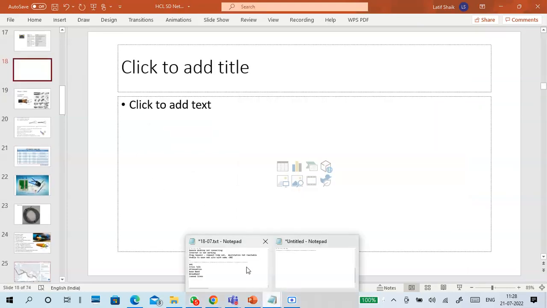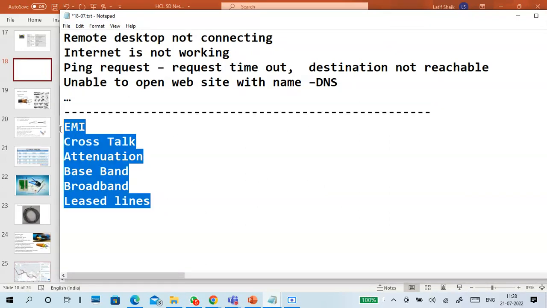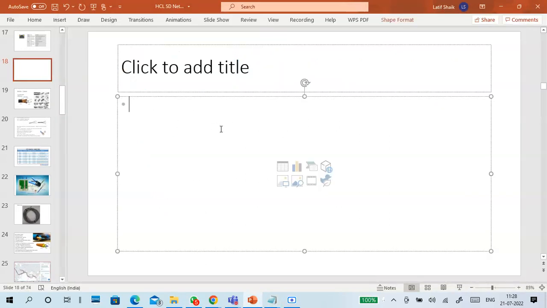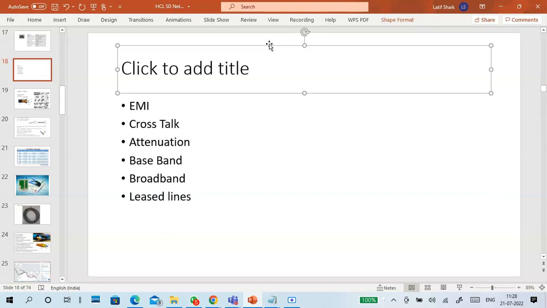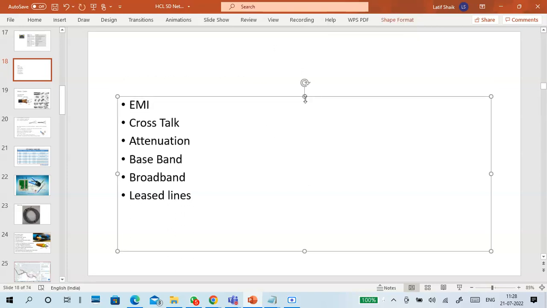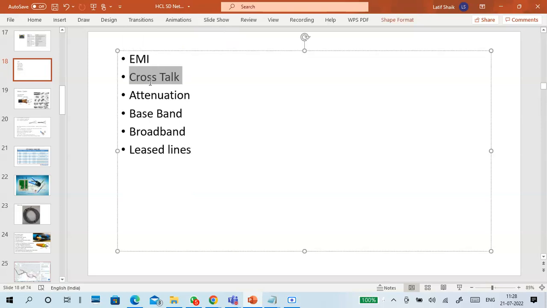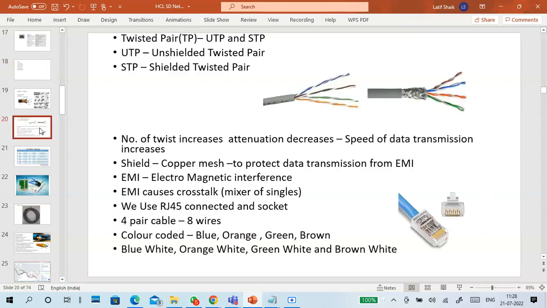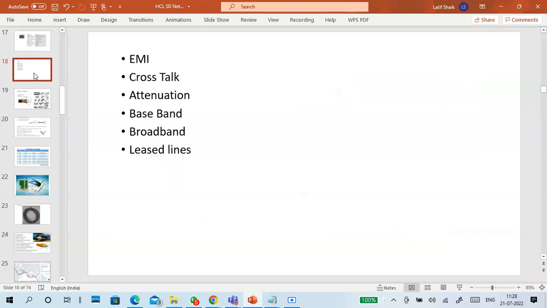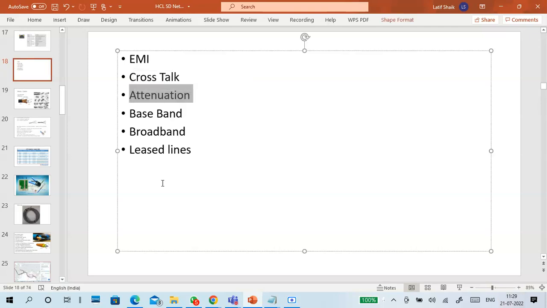It's better to find out what they are too. If possible, I will add some more things to it. But as I said, for electromagnetic interference and crosstalk protection we have shielding. Then why do we need the twist? As per transmission line theory, there is a thing called attenuation.